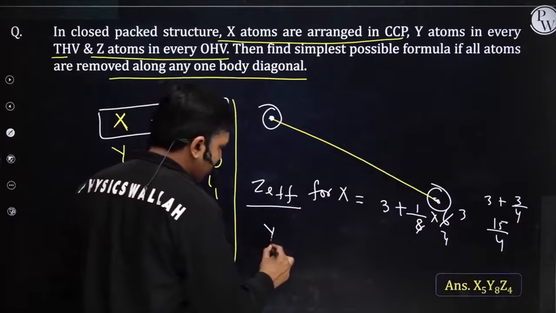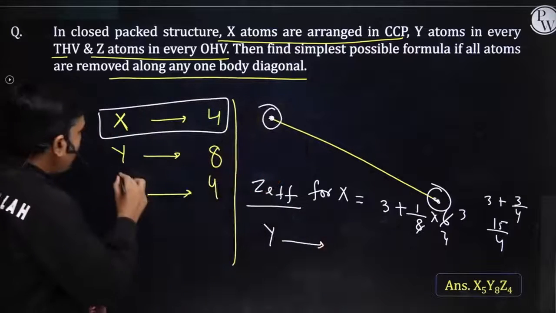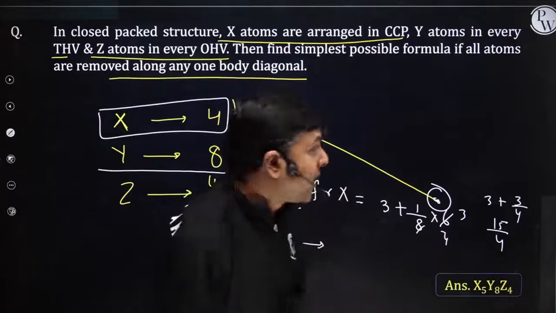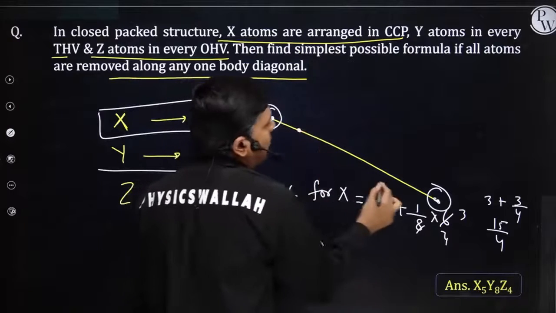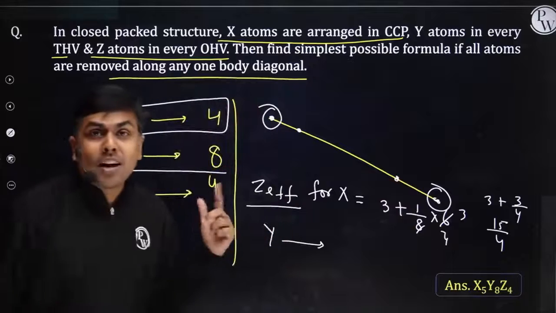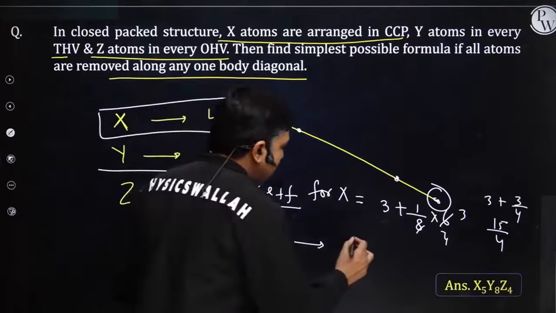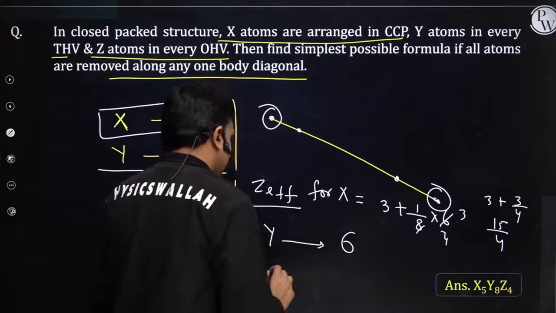Now Y. Student, this Y is in tetrahedral voids. Basically on every body diagonal, we have 2 tetrahedral voids. So how many Y's are removed? 2. Initially 8, 2 removed, so Z effective for Y is 6.